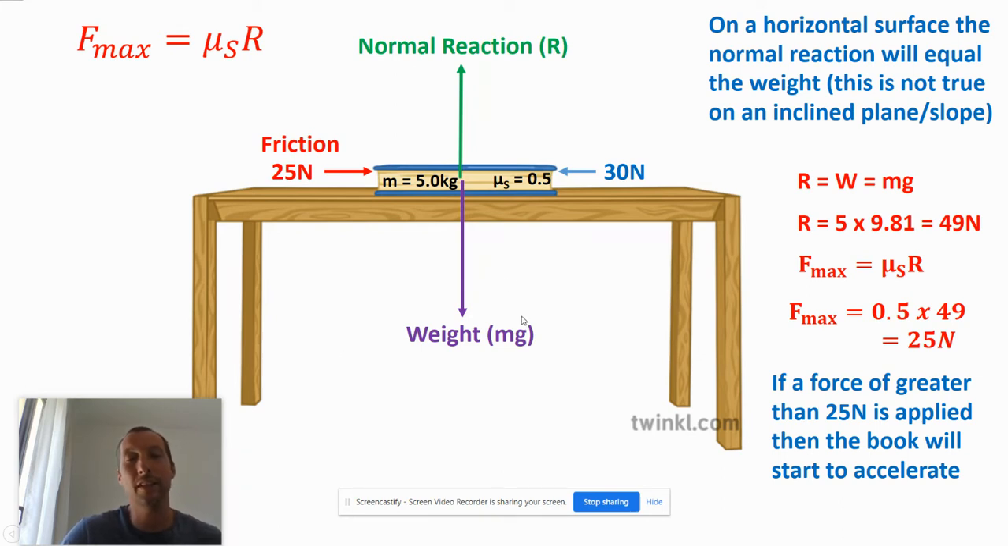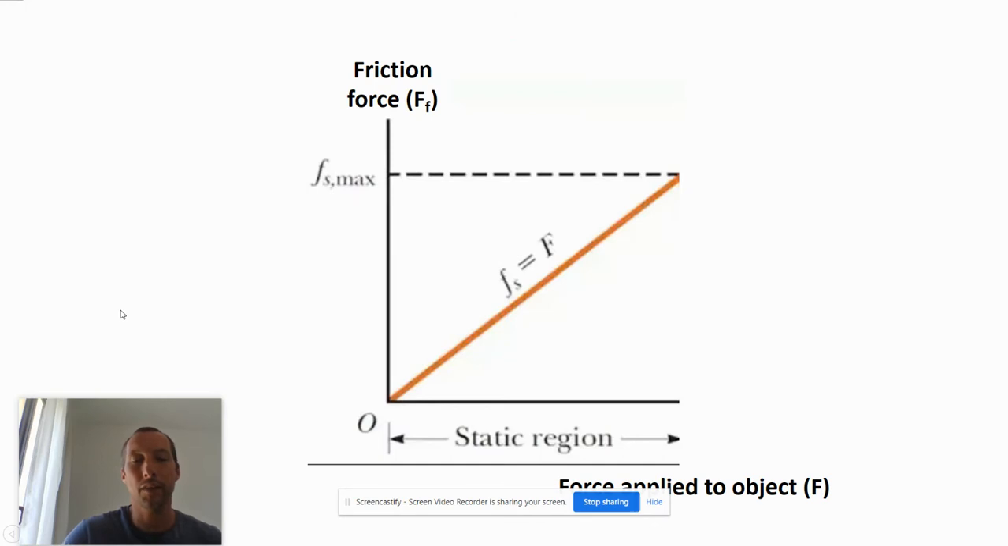You push on things, friction will push back, but it will only push back with the same value you push, up to a point. Now, often we show this on a graph, and on the graph I've got on the screen here, on the x-axis is the force applied to the object. So this is me pushing on the book, and on the y-axis is the frictional force. Now we've got a nice straight line here, where my y-axis is equal to my x-axis.